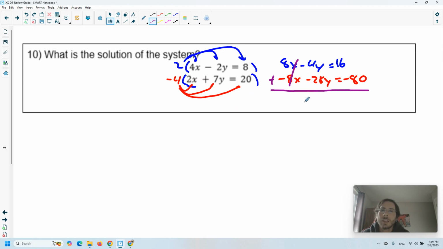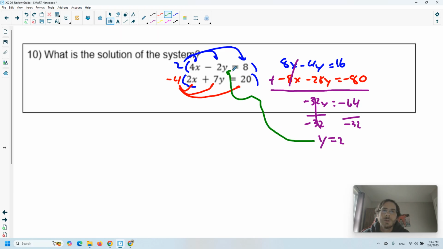So negative 4 and negative 28 is negative 32y. 16 and negative 80 is negative 64. We can divide both sides by negative 32 to get y equals 2. All right, so we got y. Now we take the y and plug it in. We can plug it into any equation. I'm just going to pick the top one because I'm taking this the laziest way possible.